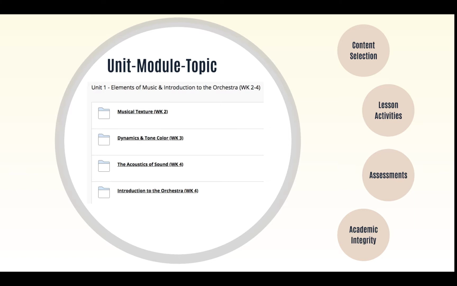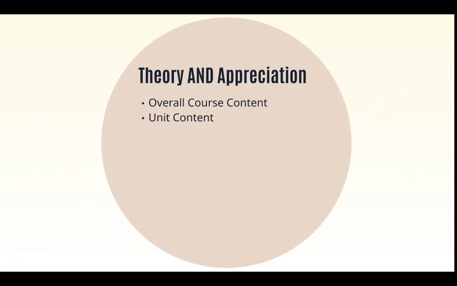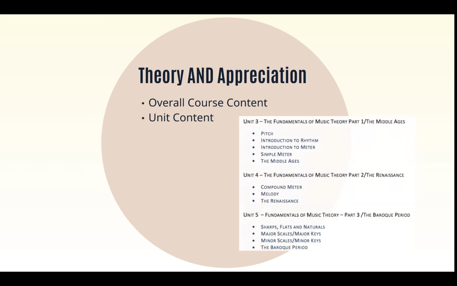So let's talk a little bit about how I selected the content. There was a method to my madness. Let's look at the overall course content and then the unit content. I just pulled a snapshot of the overall course content, and you can see that we've got music theory and then music appreciation, music theory and then music appreciation. For Unit 3, we do some basics of pitch and rhythm and meter, and then we talk about the Middle Ages, which makes sense because the Middle Ages is very simple. It's basically Gregorian chant, so that fits really well.